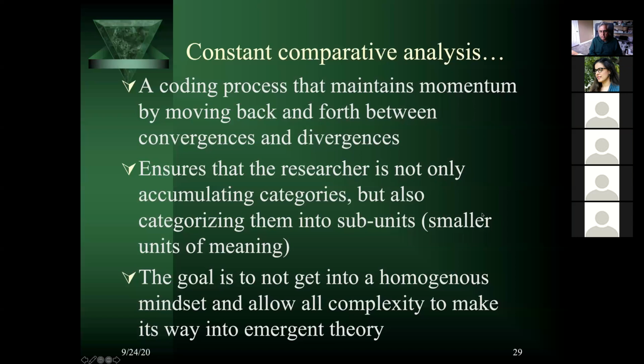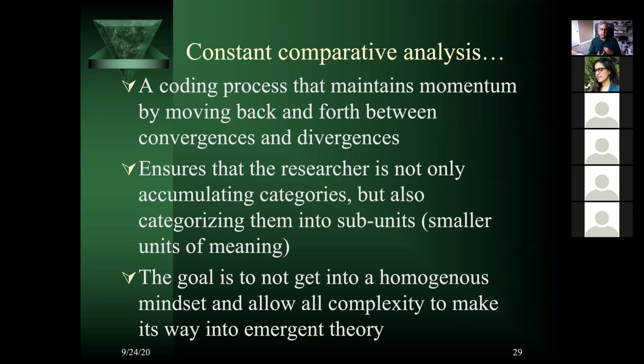So it ensures that the researcher is not only accumulating categories, which, again, think of them as emergent themes, but also categorizing them into subunits. Remember, and I believe it was Arama who said that, we take these things and make them simpler. The idea is to create a subunit. Why do we create a subunit? Why do we create a subgroup? Because it's easier to manage data in a subunit or a subgroup than it is in the larger corpus.